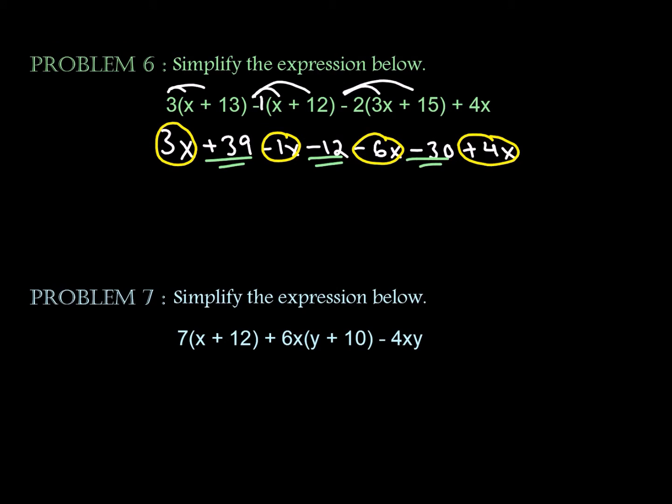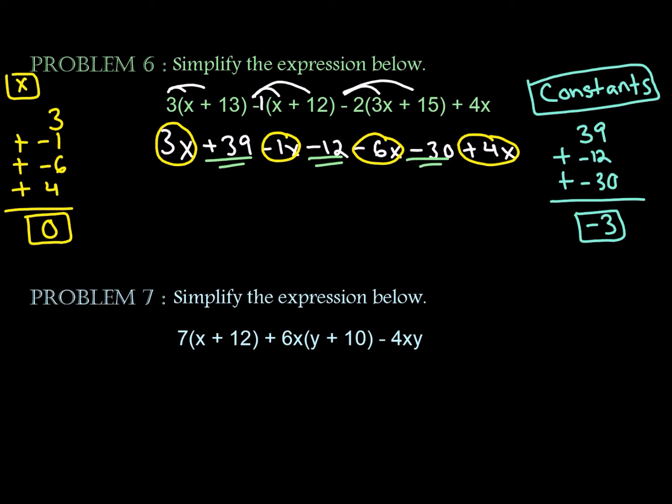As you can see, I've circled all of my x's in yellow and underlined all of my constants in green. For my x's, when I added up all of the coefficients, I got 0. So that would actually be a 0x. And then for my constants, when I added them up, I got negative 3. So that would be 0x minus 3. But keep in mind that anytime you have 0x, there's really nothing there. So we don't actually have to put that. So the simplest form of this expression would actually just be negative 3, a number by itself.